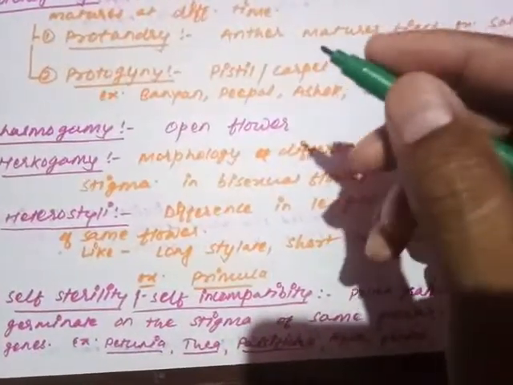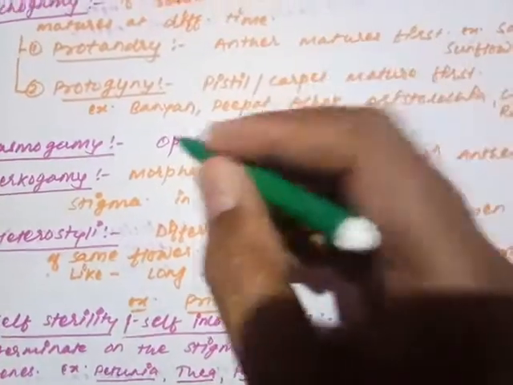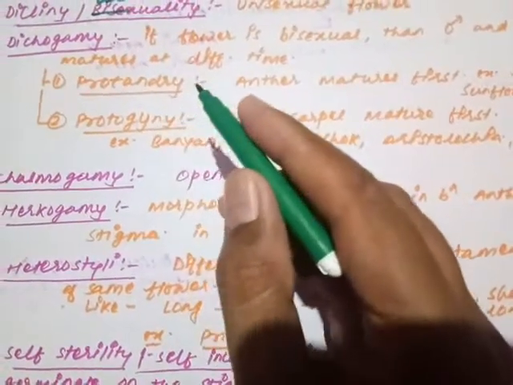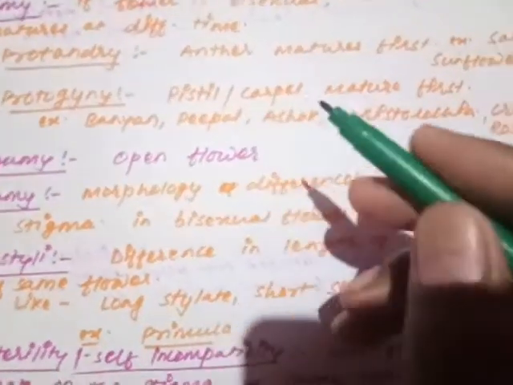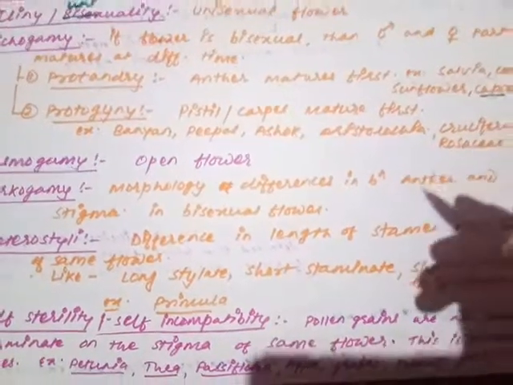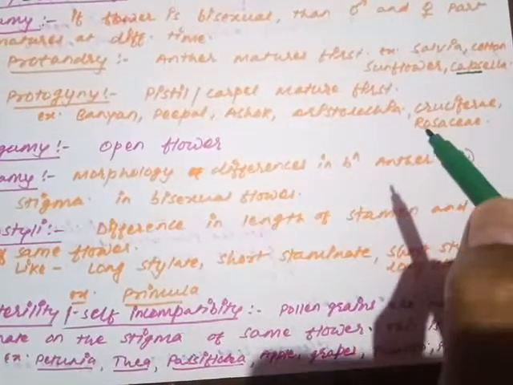Similarly, if in a flower the female reproductive part matures first, then the flower will be called protogyny. Proto means first, gyny means gynoecium. So when the pistil or carpel matures prior to the male reproductive part, it is called protogyny. Examples: banyan, peepal, ashoka, aristolochia, cruciferae and rosaceae family.